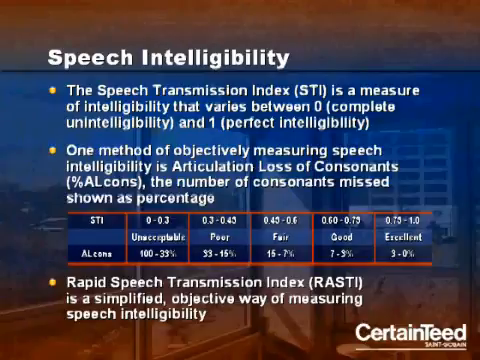Here's more on speech intelligibility, which is important in so many workspaces. There's an index for speech intelligibility, the Speech Transmission Index, STI, that puts speech on a range between 0 for complete unintelligibility up to 1 for perfect intelligibility. There's another way of measuring speech objectively through articulation loss of consonants, percent alcons, in which the number of consonants that are missed by the listener is shown as a percentage. And still a third measure is Rapid Speech Transmission Index, RASTI, which is a simplified objective way of measuring speech intelligibility, less technical according to its proponents.